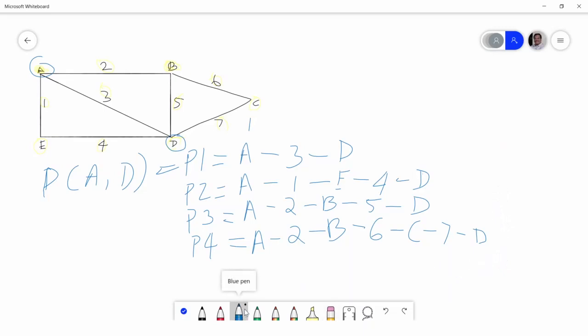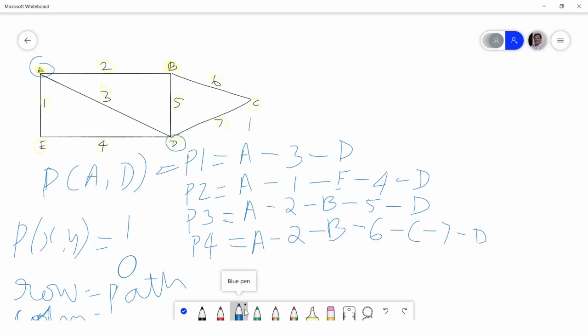You know very well that P of x comma y is equal to 1 if you have a path, and 0 means there is no path. Remember, in the matrix, the row indicates the path and the column indicates the edge. You know this very well.